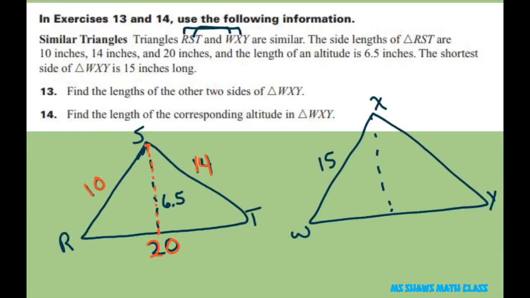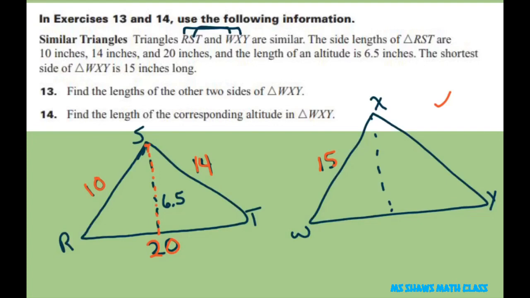Now it says the shortest side of this triangle, WXY, is 15. So since they're similar, that means that goes with the 10. So we have to find the lengths of the other two sides of W, X, and Y. The first thing I want to do is find the scale factor.